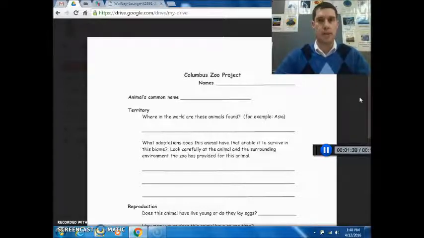Here's probably the biggest roadblock to success for our students in this project. They think that because the zoo is set up in continents or areas of the world, that qualifies as a biome. For example, they'll go to Africa and they will look at the giraffe and some other animal in the Africa section, and they will think, well, because these two animals were in the Africa section, they must be in the same biome. That's not the case.